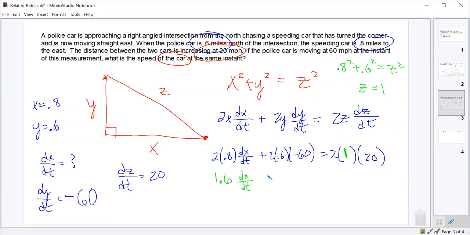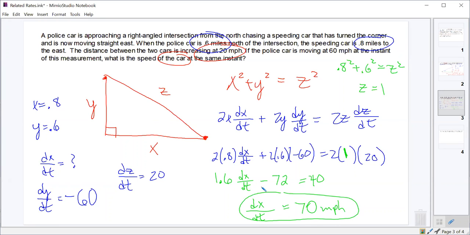1.6 dx dt. This becomes minus 72, it looks like, equals 40. And so dx dt ought to be 112 over 1.6, which seems like that ought to go in 70 times. Which tells us that this car is going 70 miles an hour. Which seems like a reasonable amount, yeah.